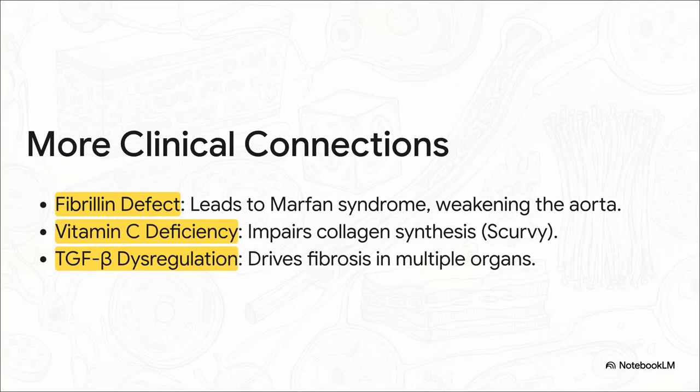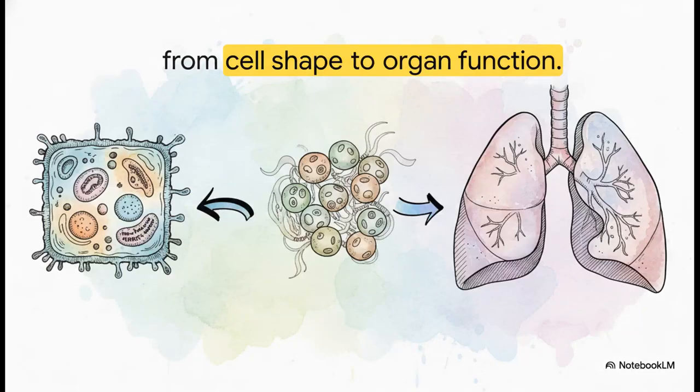And the list of these architectural failures just goes on. A defect in a protein called fibrillin, which helps organize elastin, leads to a weakened aorta in Marfan syndrome. Something as simple as a vitamin C deficiency is a disaster because you can't make collagen properly. That leads to the weak blood vessels and terrible wound healing you see in scurvy. And as we mentioned, the dysregulation of that signaling molecule TGF-beta is a central bad guy in fibrosis across tons of different organs.